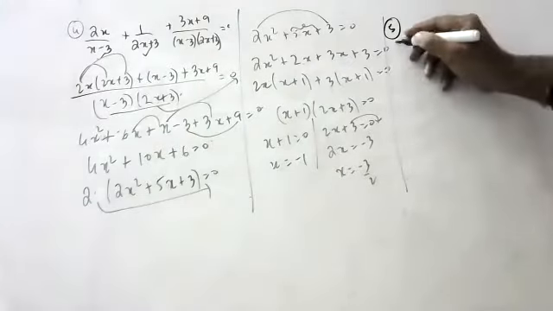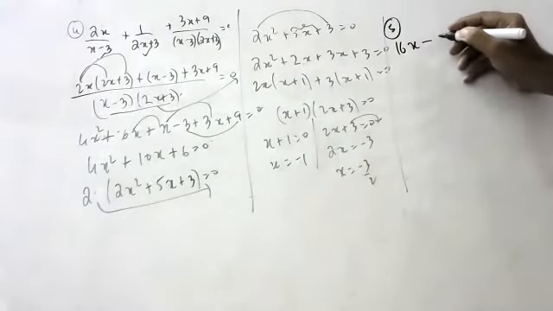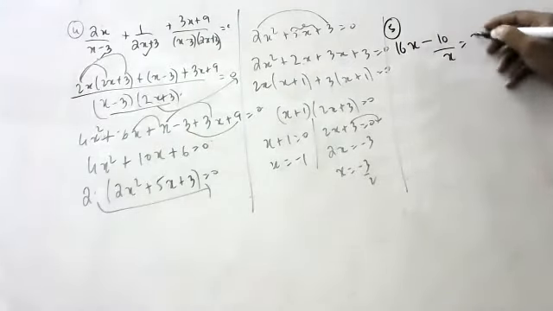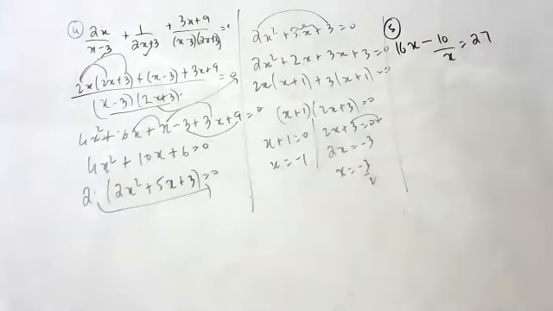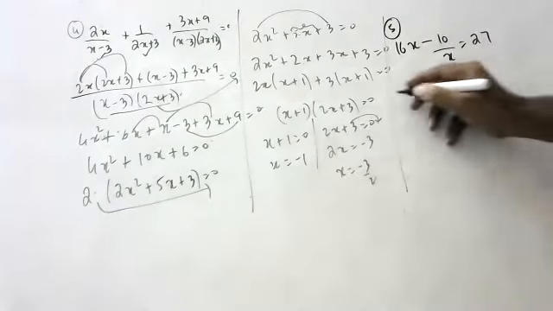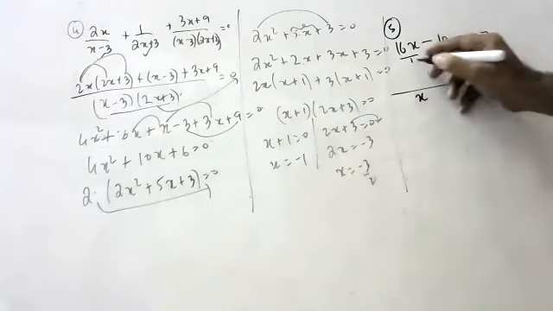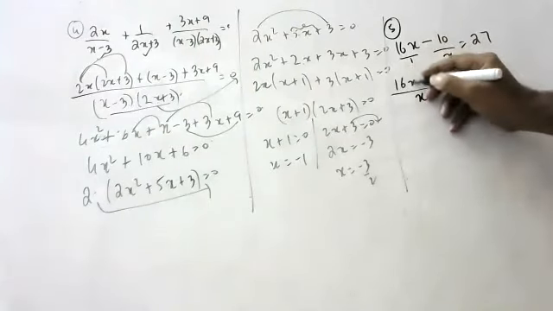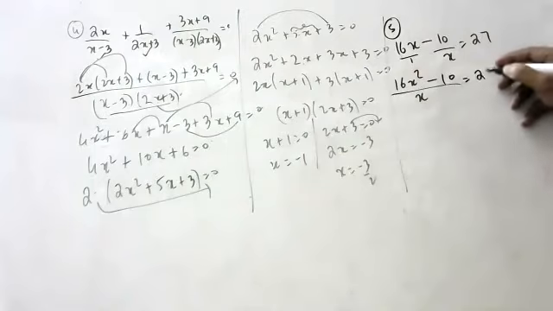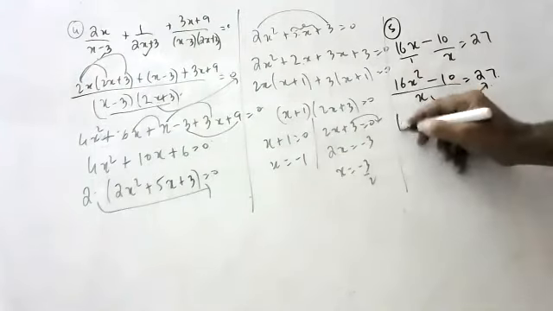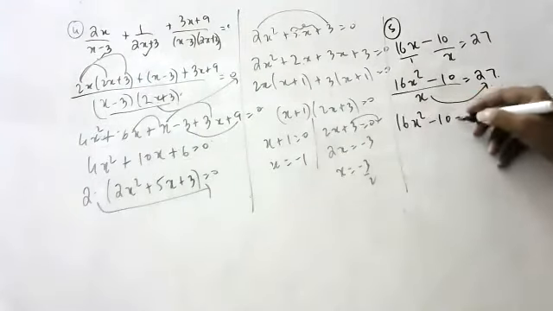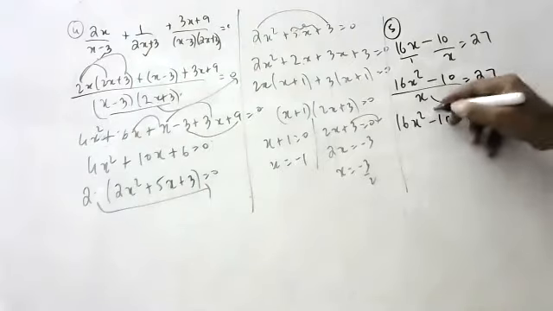16x minus 10 by x is equal to 27. What is the LCM, children? X. 1 into x into 16. 16x square minus 10 is equal to 27. This goes up. 16x square minus 10 minus 27 is equal to 0. This comes here, children.